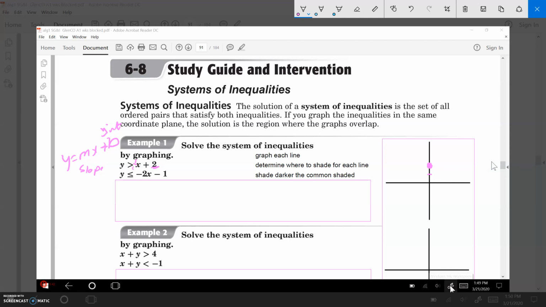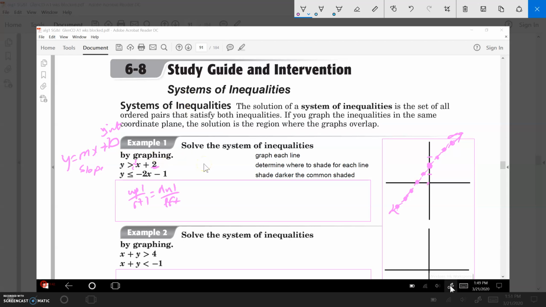So rise, up 1, right 1, or down 1, left 1. Okay, so up 1, right 1, up 1, right 1, up 1, right 1, or down 1, left 1, and so on. Now, since we are not underlined, we are a dashed line. And there we go.